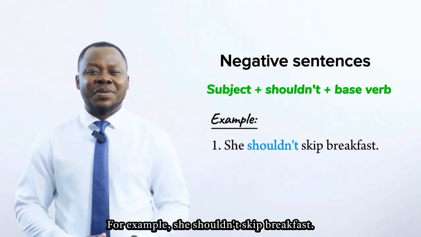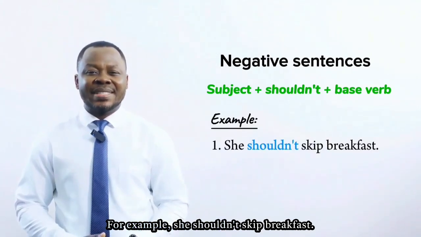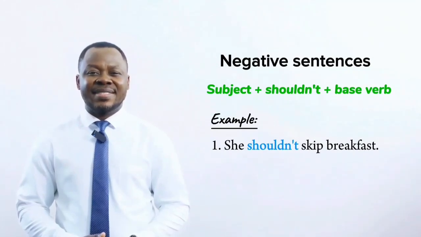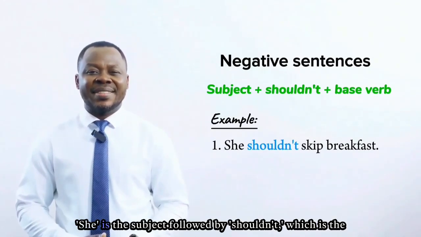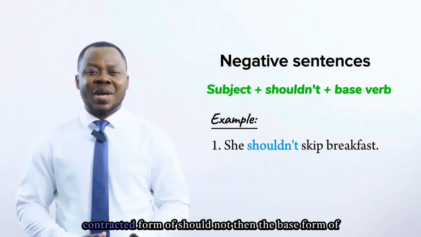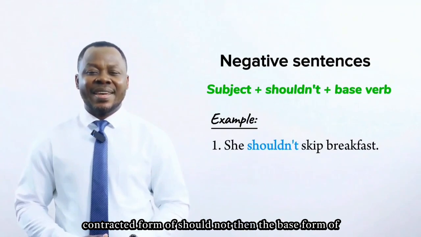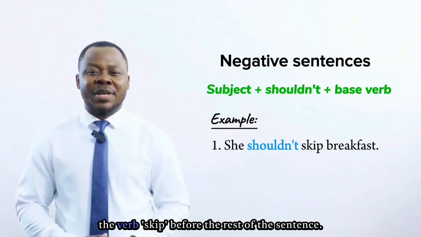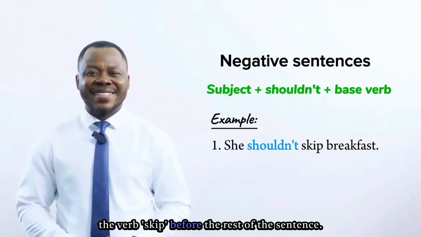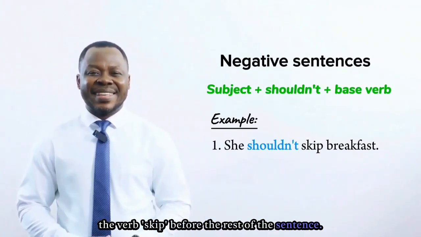For example, she shouldn't skip breakfast. She is the subject, followed by shouldn't, which is the contracted form of should not, then the base form of the verb skip before the rest of the sentence.